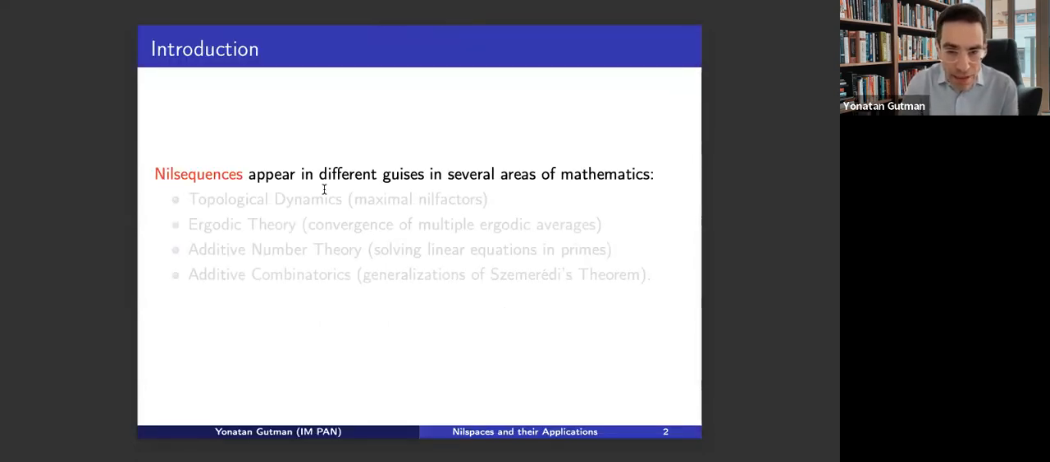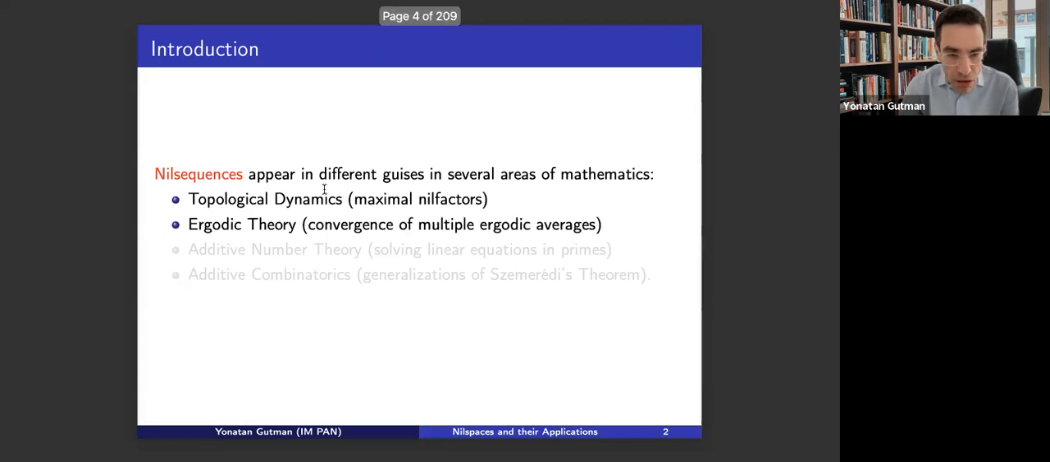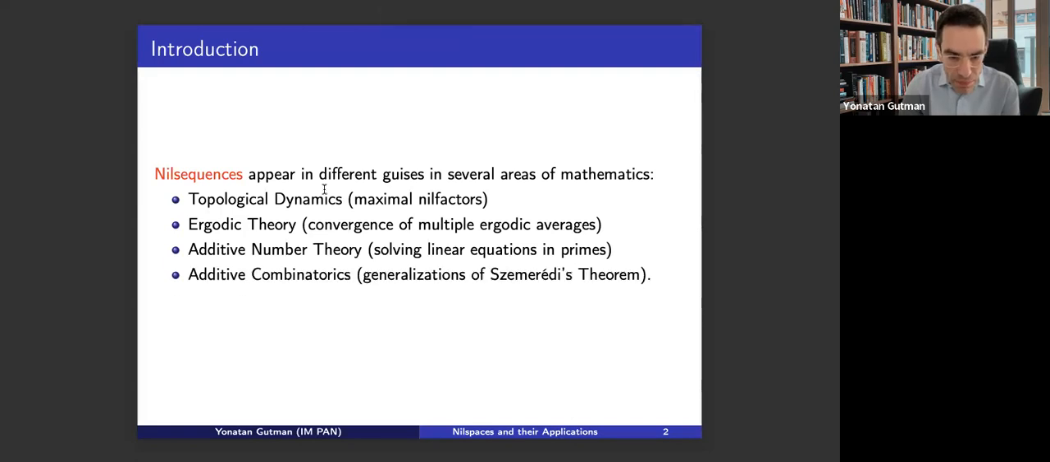Because Nilspaces is quite an abstract concept, I chose to start with one application, and from this application understand how this subject arose, and after that I will give the exact definition. Nilspaces are related to another concept called Nilsequences. I will give the exact definition later, but Nilsequences are sequences that come from Nilsystems, which are dynamical systems on Nilmanifolds. They appear in many guises in several areas of mathematics: in topological dynamics, in ergodic theory, in additive number theory, and in additive combinatorics.